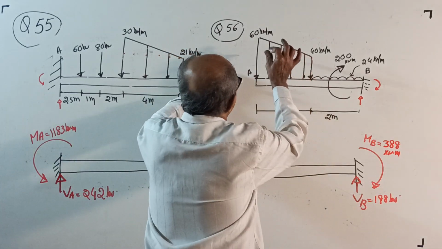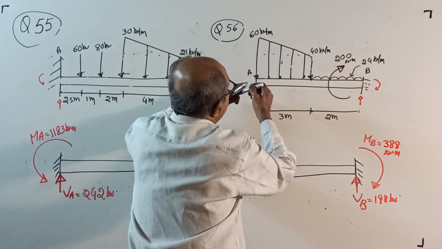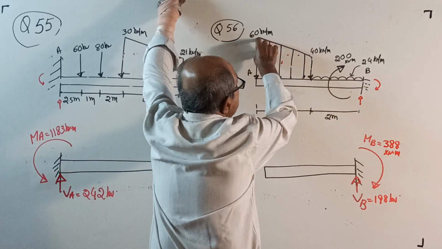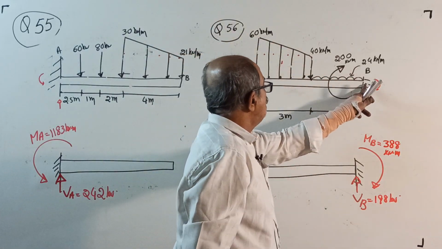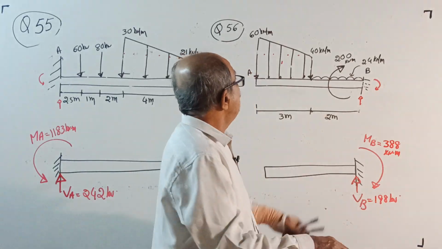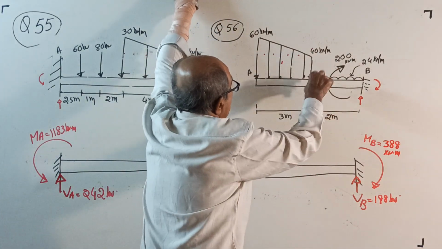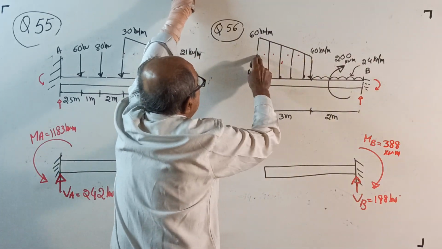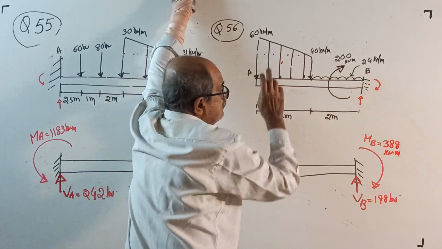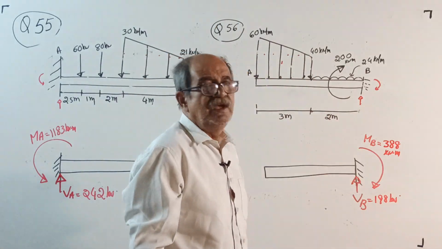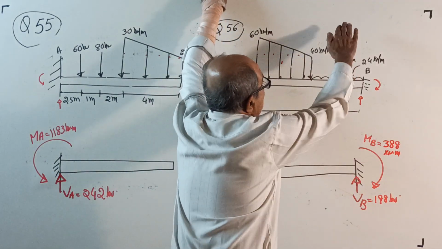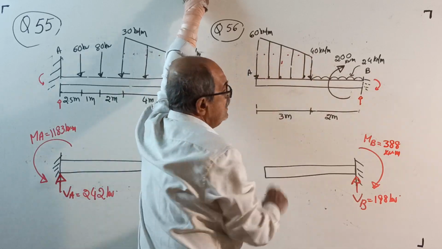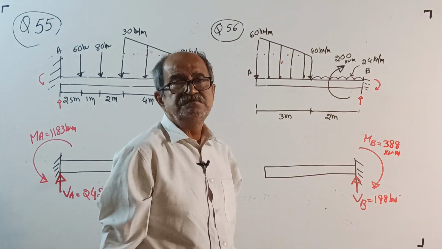Or those who find difficulty with the trapezium, take UDL of 40 and then UVL of 3 meter base, 20 kN per meter. Moment will be 24 into 2 into 2 by 2 anticlockwise plus 200 minus 40 into 3 into 2 plus half of 3, half into 3 into 20 into 2 plus 2/3 of 3 equal to 0. You get the MB value. Sigma V equals 0: plus VB minus 24 into 2 minus 40 into 3 minus half into 3 into 20 equal to 0. You get the value of VB.